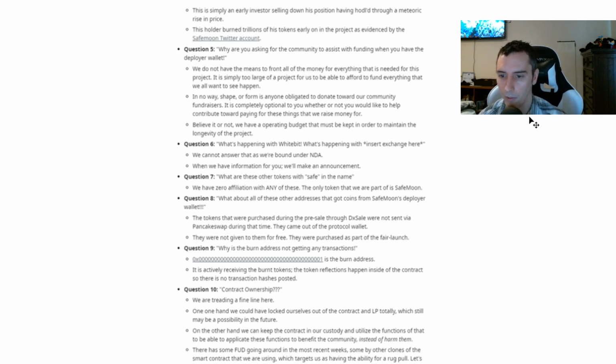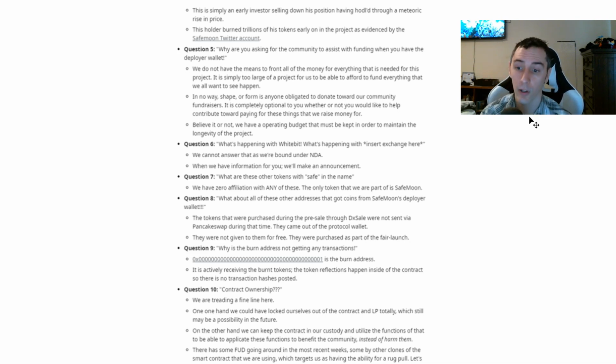It is actively receiving the burnt tokens. The token's reflections happen inside of the contract, so there are no transaction hashes posted. By the way, there's no accessibility to that burn wallet. And other cryptocurrencies also use a similar function as a burn address, right? Just so you guys are aware.